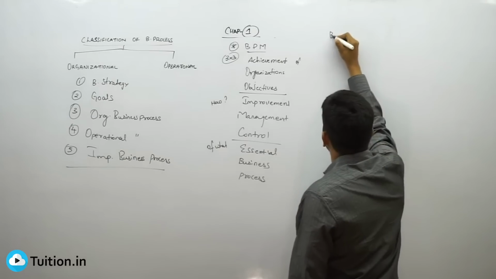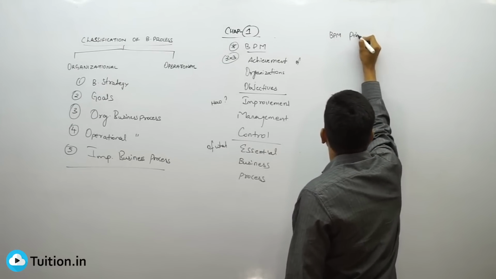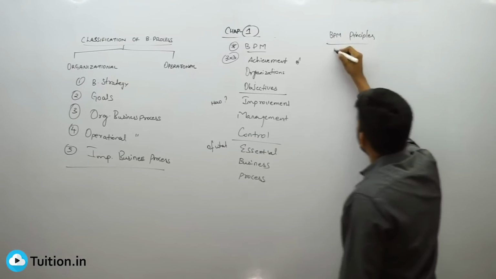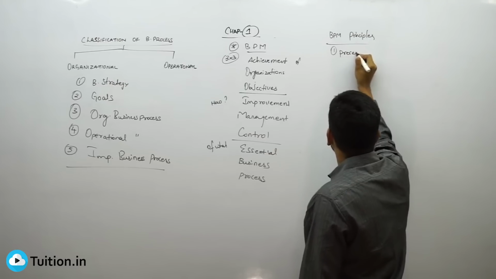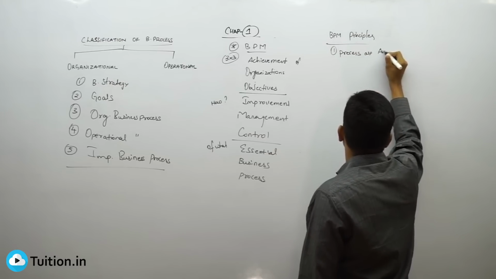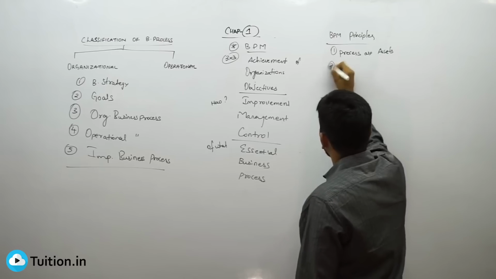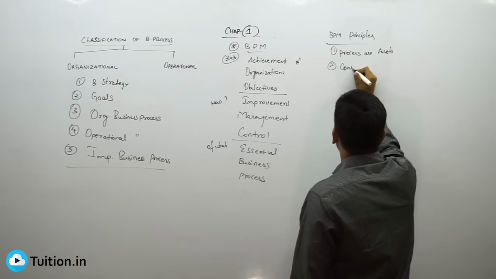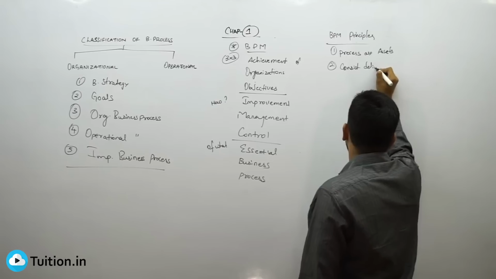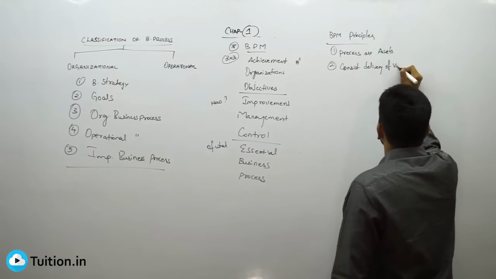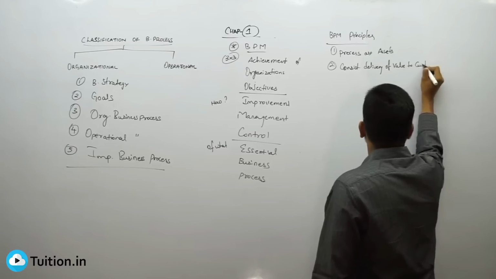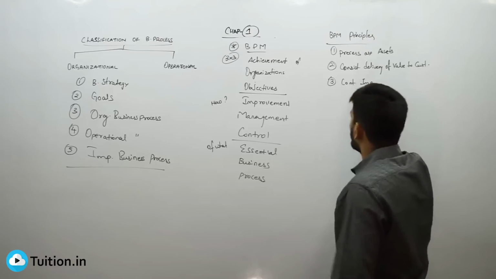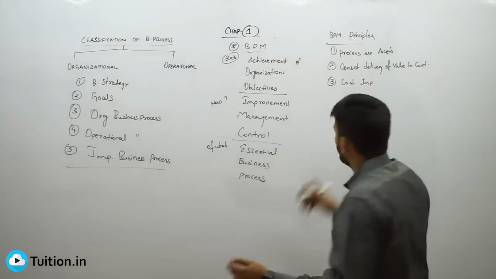What are BPM's principles, and how do you do it? BPM practices. BPM has four simple principles. First and foremost, processes are assets. Then you talk about consistent delivery of value to customers. And then point number three, which is talking about continuous improvement in process, because you can't set up a process once and forget it for the rest of the life, right?